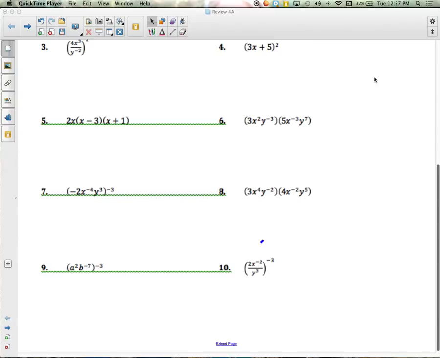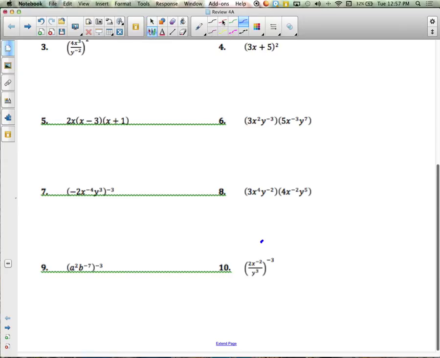Alright, question number 5. We have 2x times x minus 3 times x plus 1. On this problem, first let's just take 2x times x minus 3. So I'm going to distribute that. 2x times x is 2x squared. 2x times negative 3 is negative 6x. Alright, so that's what you get when you distribute.